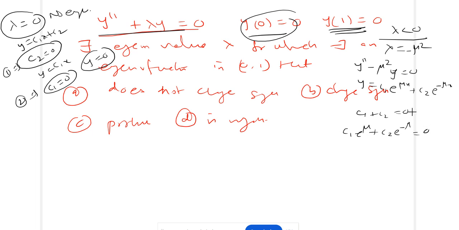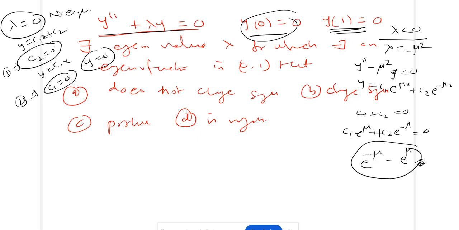This is a homogeneous system. If we solve a homogeneous system with determinant not equal to 0, we get the trivial solution. Here the determinant is obviously not equal to 0, because the matrix has 1, 1 and e power mu, e power minus mu, so the determinant is e power minus mu minus e power mu. This is always not equal to 0 for any real value of mu. So this is the unique solution, c1 equal to 0, c2 equal to 0.